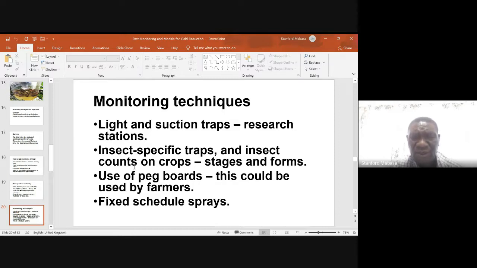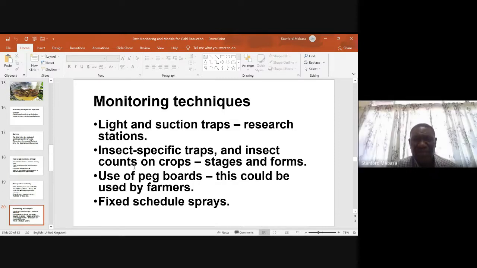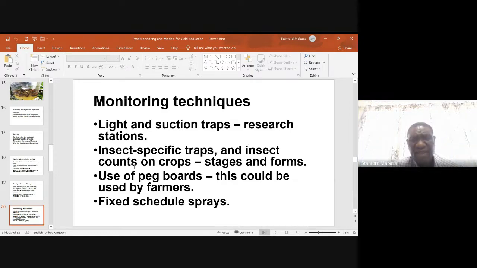Sometimes we can use what are known as peg boards. This is a simple board with holes where the farmer can put some markings using some pegs to indicate the number of insects or insect developmental stages.